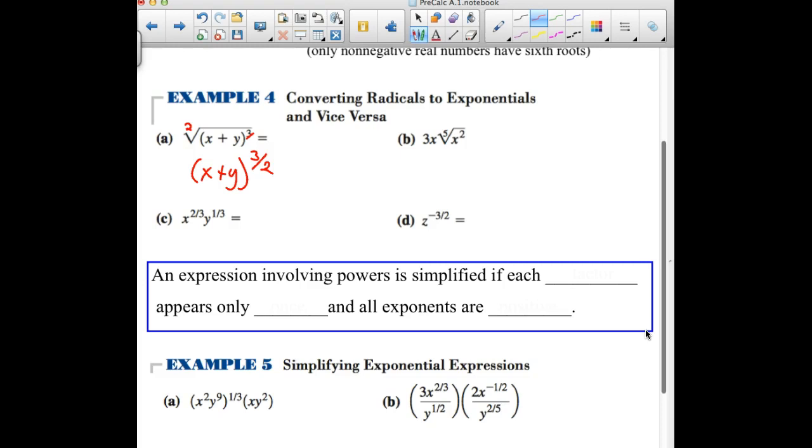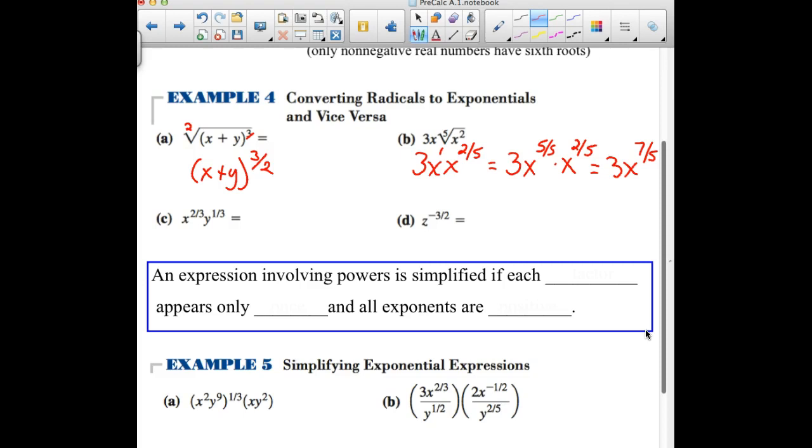In part B, we have 3x times the fifth root of x squared. First thing I would do is rewrite the fifth root of x squared as x to the 2/5. And then I would say, it doesn't make sense to have both x's written in there. Let's combine those. This is x to the first power times x to the 2/5. We have to be able to add those. So we think of that as x to the 5/5, which is equivalent to 1, times x to the 2/5. Now we have common denominators, so we can combine those and write that as 3x to the 7/5.